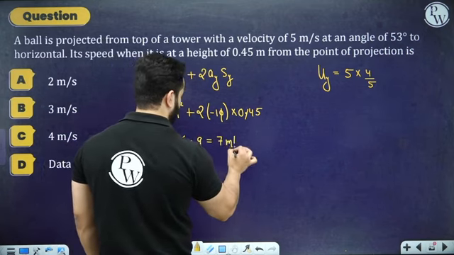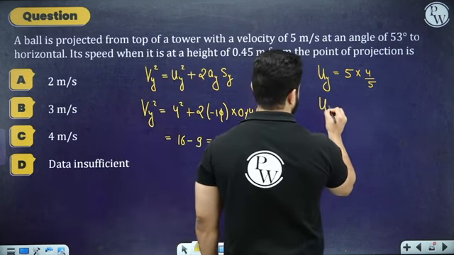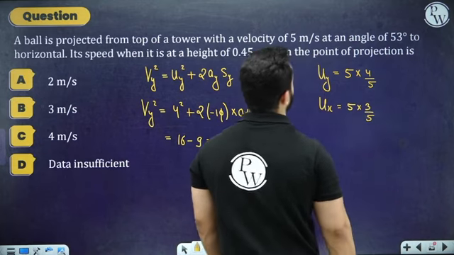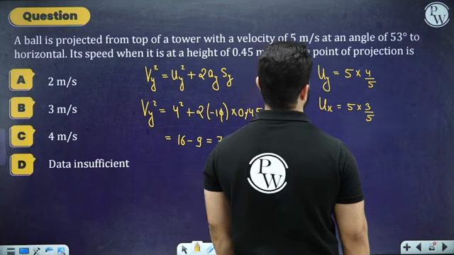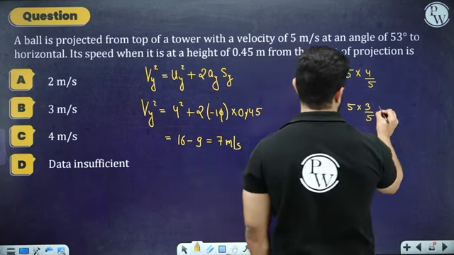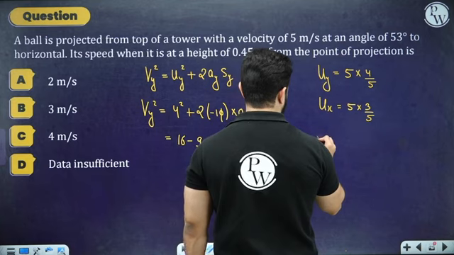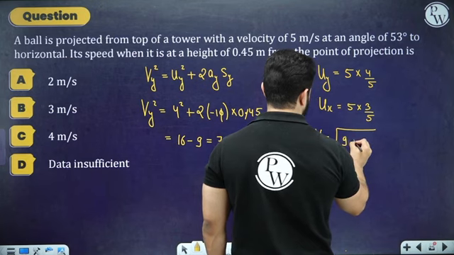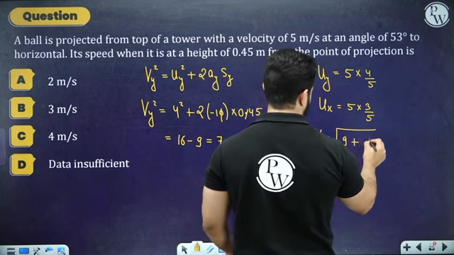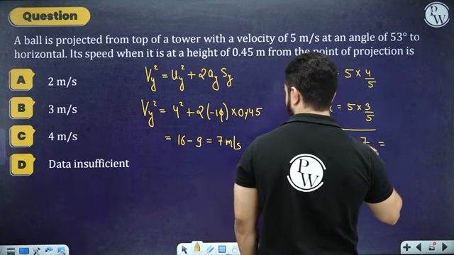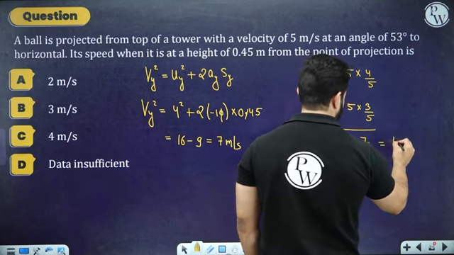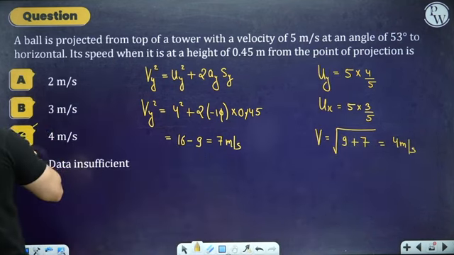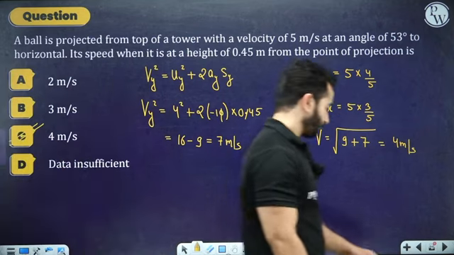So Vy is going to be 7 meter per second, and ux is actually 5 times 3 by 5, right? Cos 53 is 3 by 5, which is going to be 3. So the net speed is going to be 3 square is 9 plus Vy square is 7, which will again be 16, so that is going to be 4 meter per second. So this is going to be the answer. Hopefully you have got it.